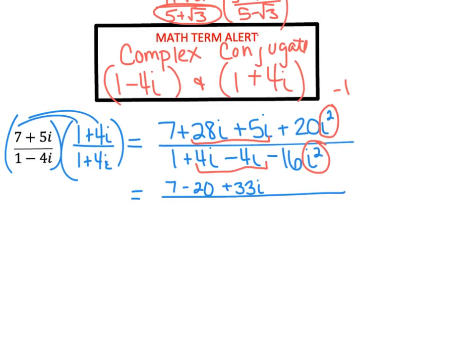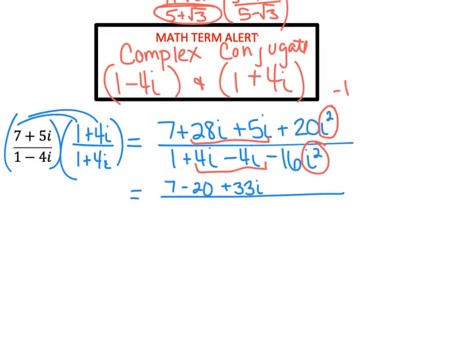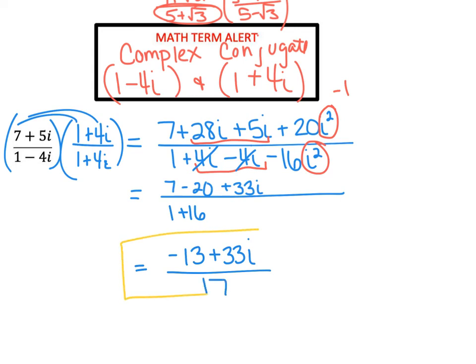Move this up to give myself some more space. In the denominator, I would have 1 plus 16, because 16 times negative 1 would be positive 16. And then these terms here drop out. So in the numerator, I have negative 13 plus 33i over 17.